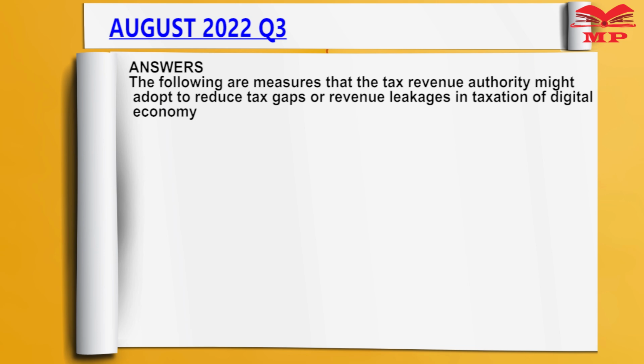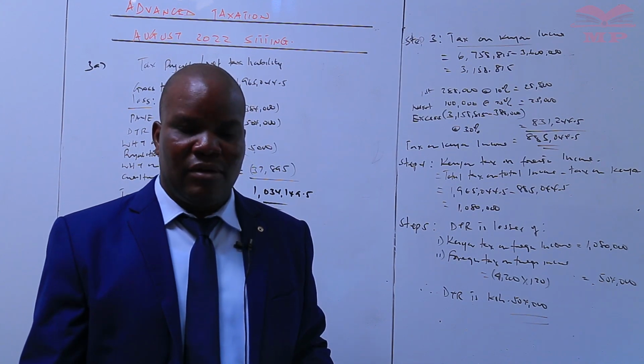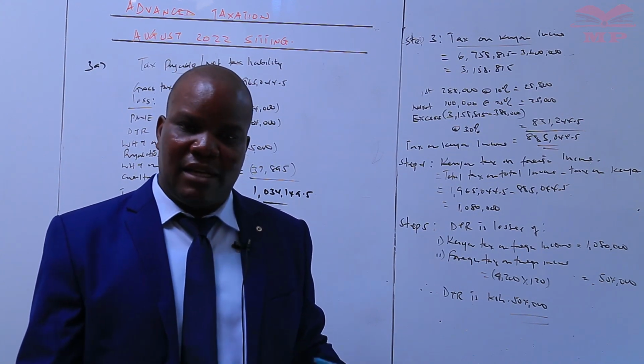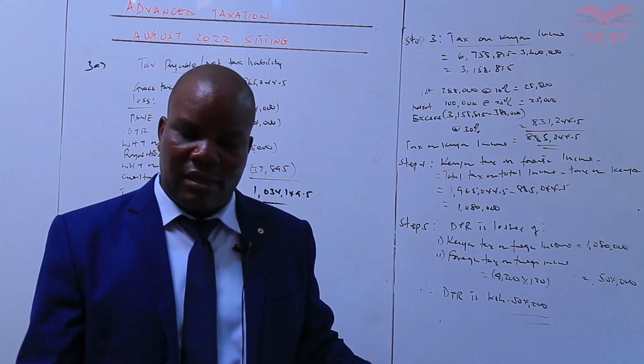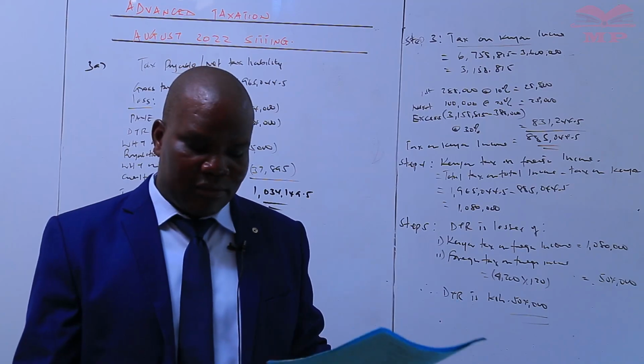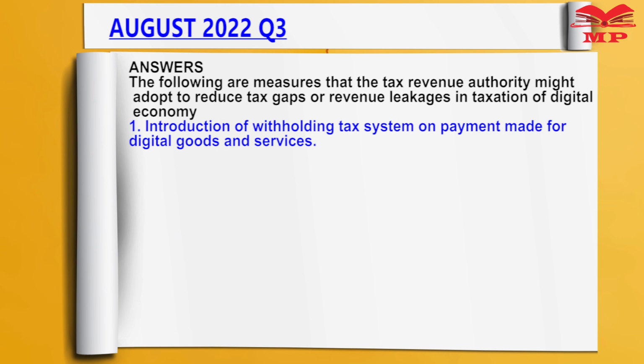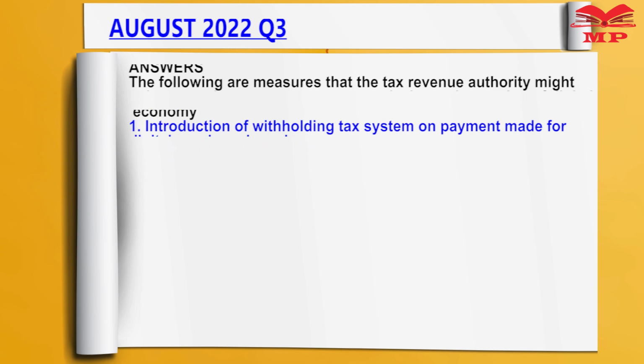One is the introduction of what we call withholding tax system on payments made for digital goods and services. Now we know withholding tax system will greatly minimize the levels of tax evasion, so that the government through the revenue authority can collect as much revenue as possible from this particular economy. So one measure is to introduce the withholding tax system on payments made for goods and services, or rather for operations or transactions in the digital economy.